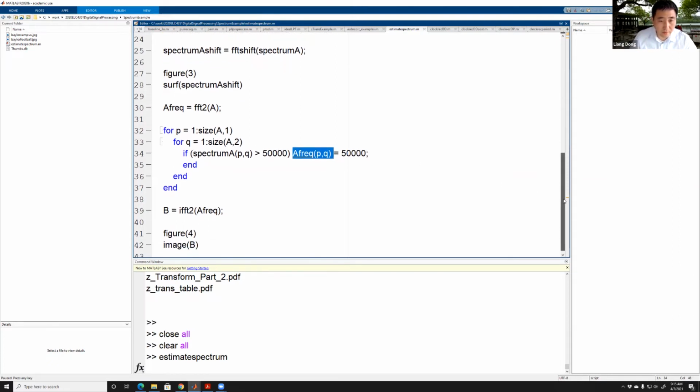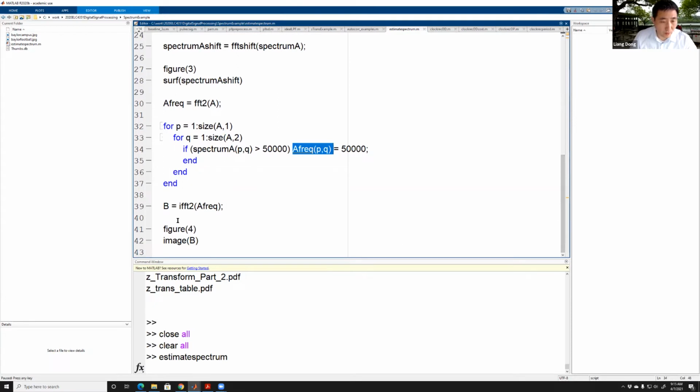And then we do the inverse Fourier transform. Again, that's 2D. Inverse Fourier transform on the processed frequency signal, A frequency, gives a B. Now that will be translated back to the space domain, a function of X and Y. Then the last picture, figure 4, plots out the processed image.